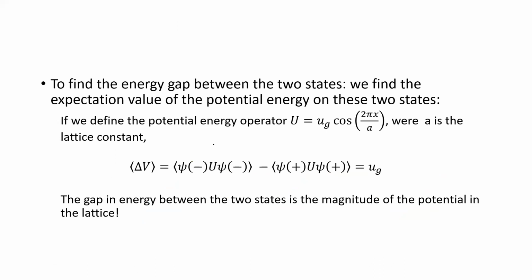How do we find the potential energy of these standing waves? We take these waves and act on them with the potential operator, right? We get the expectation value of the energy, and the potential is a periodic potential. You can write the periodic potential in this form: Ug cos 2 pi x by a. Of course, this has a periodicity of the lattice constant a. And we use this as an operator and then find the difference in energy level between the minus state and the plus state, and we get the Fourier constant Ug. So what it means is the gap in the energy between these two states is the magnitude of the potential of the lattice.